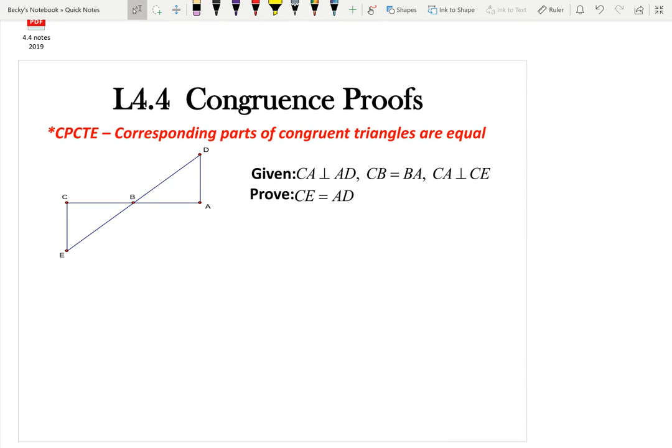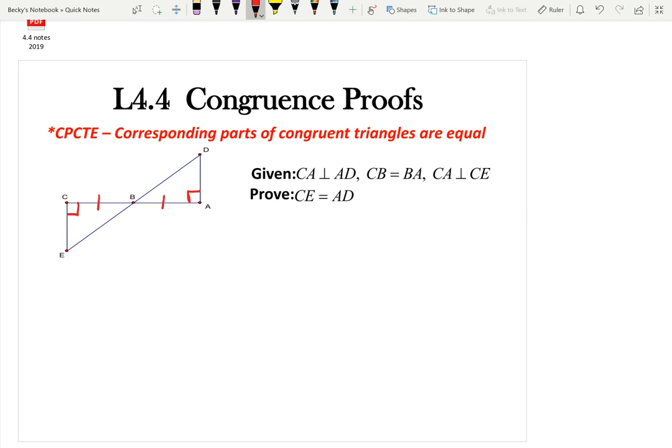Now, the first thing we need to do is to take all the given information and put it into the picture. Okay, so CA is perpendicular to AD. So let's go ahead and put that right angle mark in there. Now it looks like my pen is going to spaz out again today. CB is congruent to BA, and CA is perpendicular to CE.